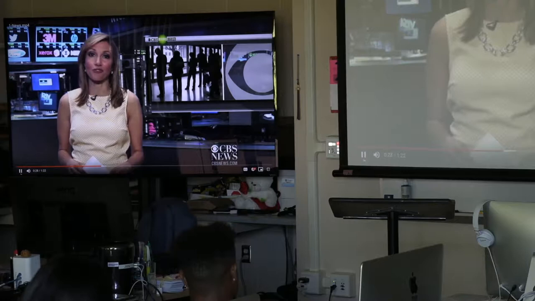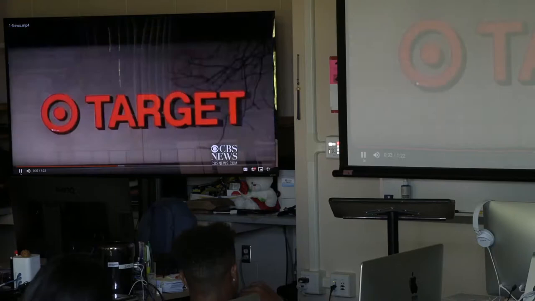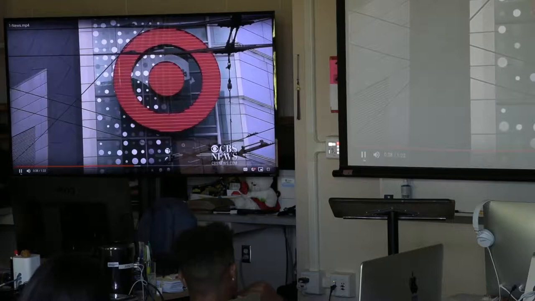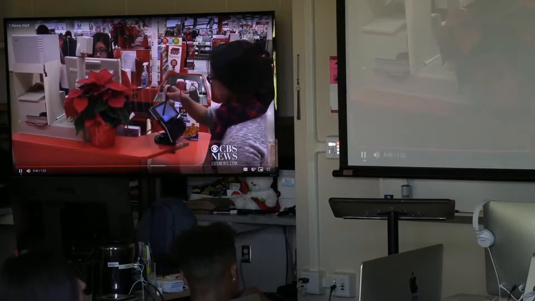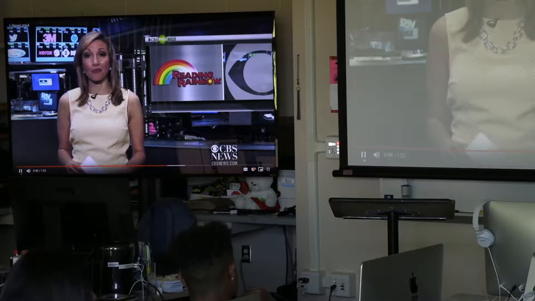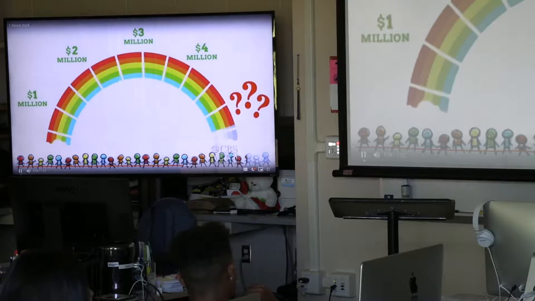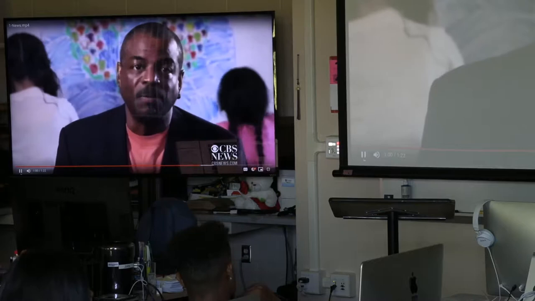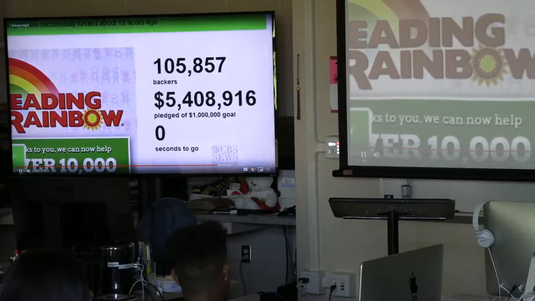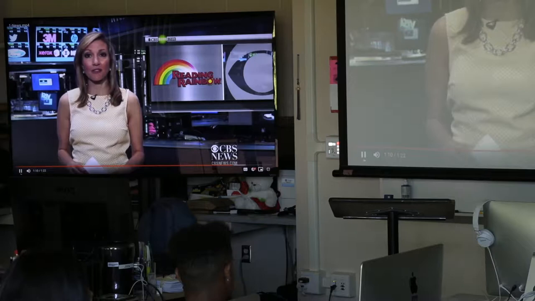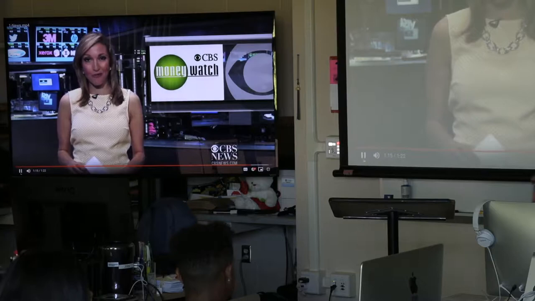Target is asking customers to leave their guns at home. The company says walking into Target with a gun creates an environment at odds with its family-friendly shopping and work experience. A spokesperson says this is a request and not a prohibition. The retailer does not sell guns. And a Reading Rainbow Kickstarter campaign has brought in more than $5 million from 105,000 different backers. That makes it the most widely backed campaign in Kickstarter's history. The show's host, actor LeVar Burton, raised money for an online version of the children's show. He promised it will be available on Xbox, PlayStation, and streaming devices like Apple TV, plus 7,500 classrooms for free. And that is your CBS Money Watch report. For more, follow me on Twitter at Jill Wagner CBS. At the New York Stock Exchange, I'm Jill Wagner.